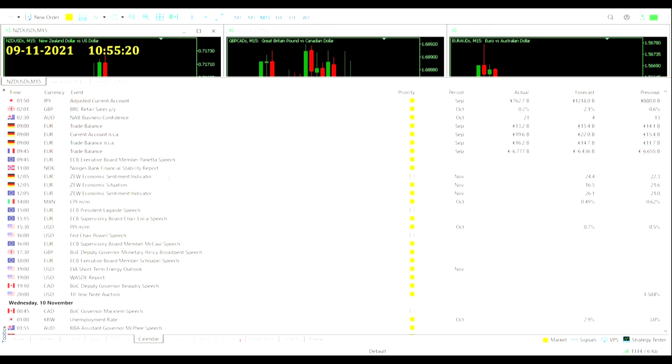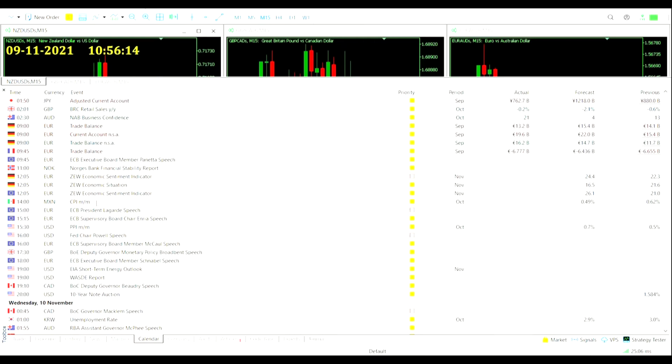Do have a few numbers throughout the day. The Centre for European Economic Research, we get the German Economic Sentiment Indicator reading, as well as their economic situation reading. And on the Eurozone as a whole, we also get the Economic Sentiment Indicator, seen as a good indicator towards the strength of the economy.